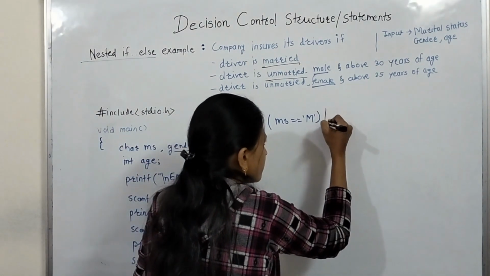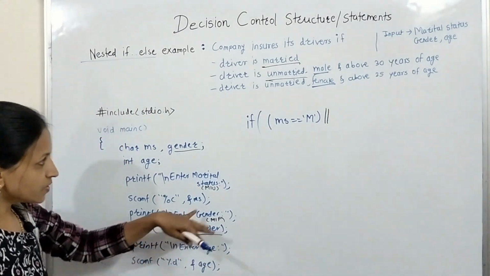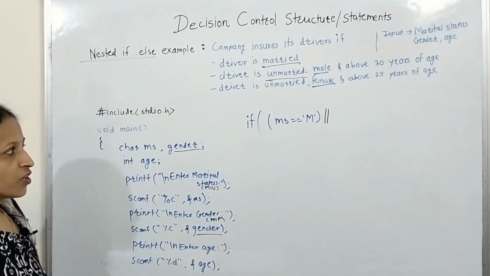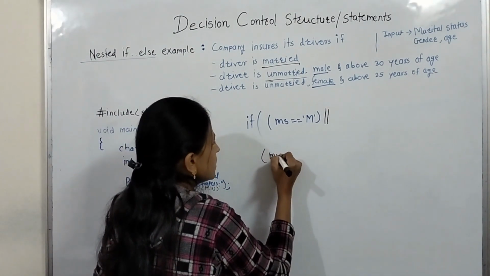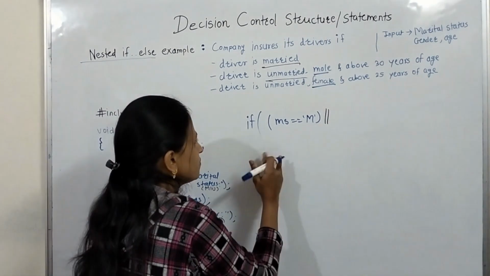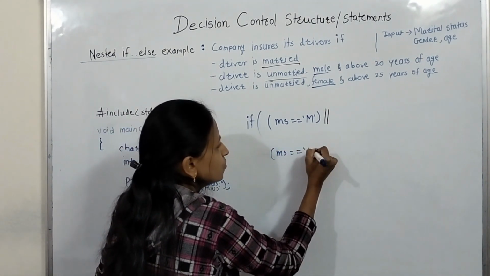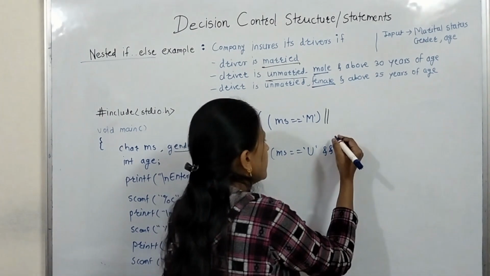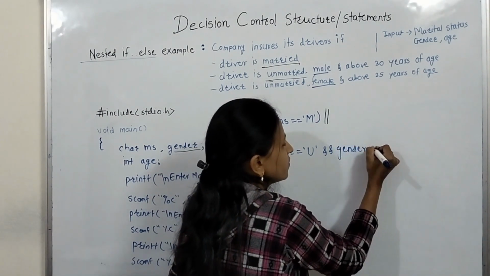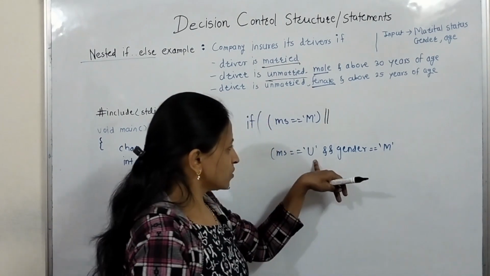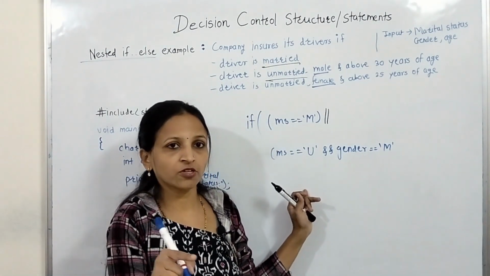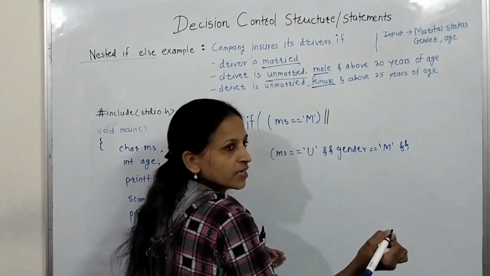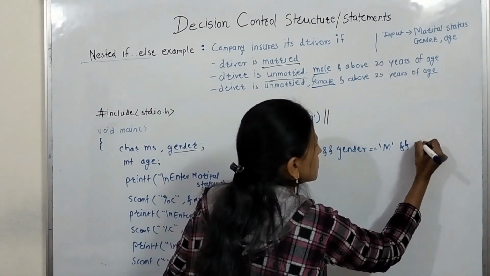Okay, or we have to put here or. Means if this is true, then we can definitely say that the driver is insured. Now we have to check the next one. Next is the driver is unmarried. How to put that? MS is equal to U, and next one is male, means gender is male, like gender is equal to again M. See, I am enclosing all these characters. Character literals should be enclosed in single quotes, that we already saw in the previous session. And one more condition we have to write here, that is age is greater than 30.